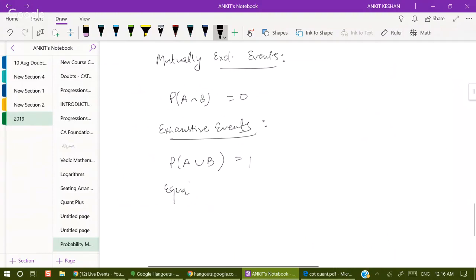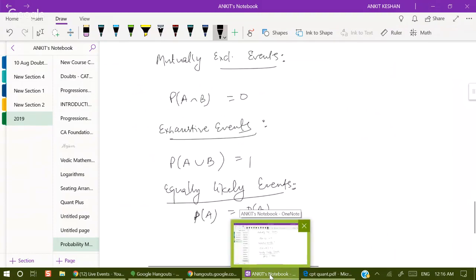For equally likely events, the probability of A is equal to the probability of B. So we have mutually exclusive events, exhaustive events, and equally likely events.